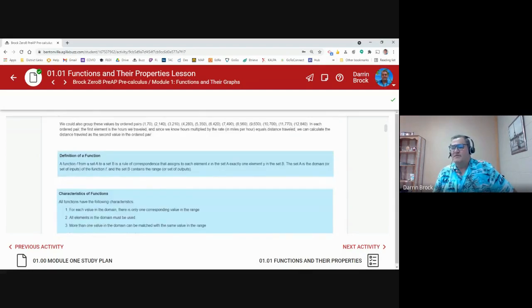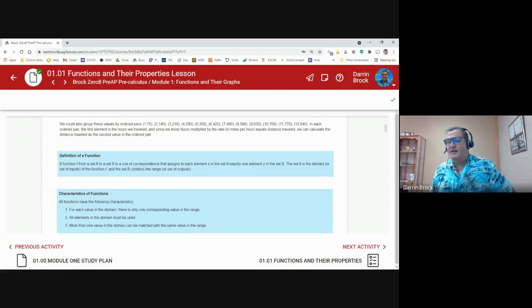So definition of a function. A function F from a set A to a set B is a rule of correspondence that assigns to each element X in set A exactly one element Y in set B. Okay, this is very wordy this early in the morning. Basically, that's saying there's one Y for every X, right? That's how we've always said that. One Y for every X. This is the real wordy mathematical definition of that. So one Y for every X.